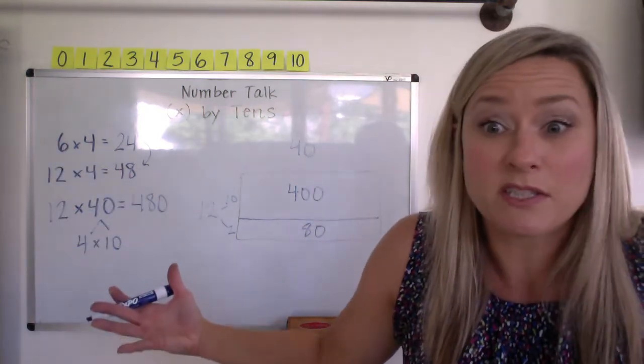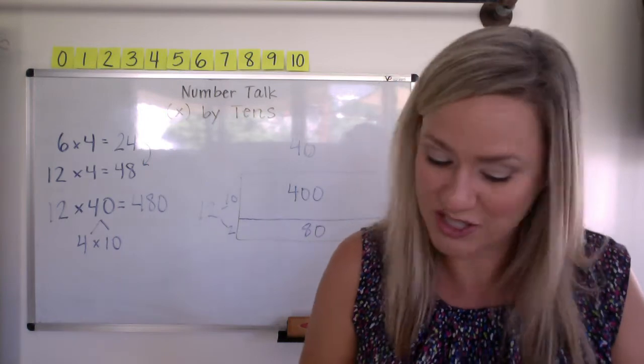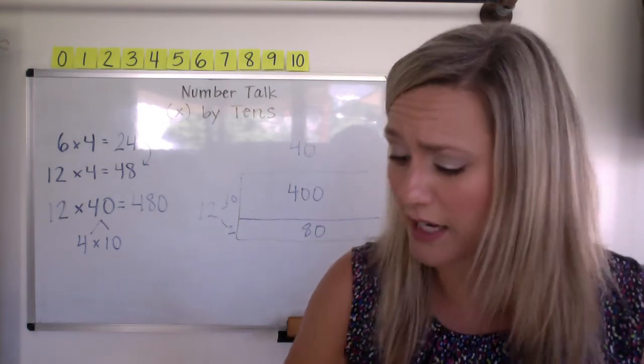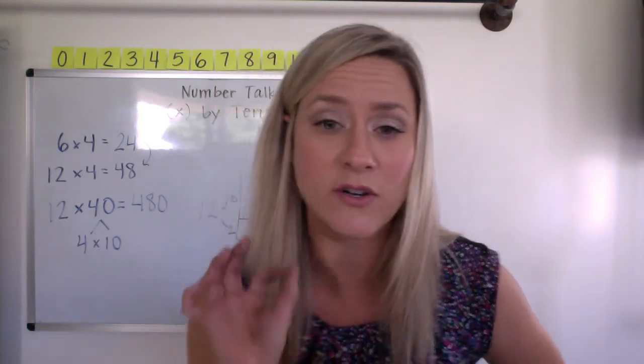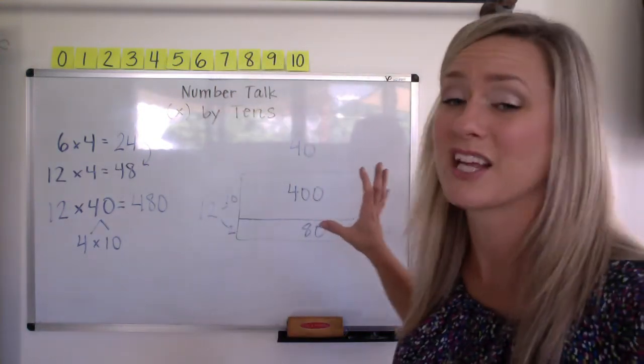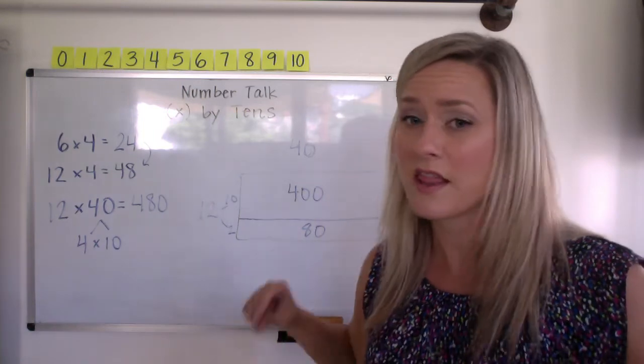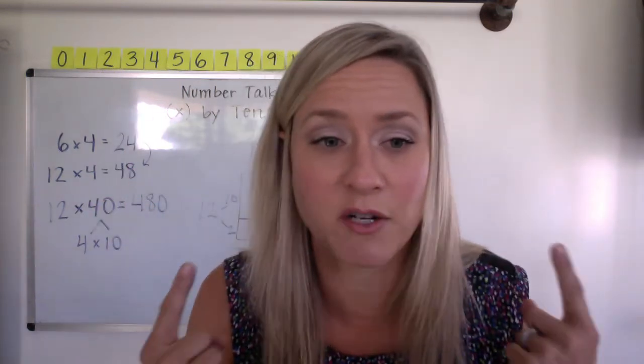Maybe you even split up the 12 into a 6 and a 6 and then you just knew. It's all 480. Doesn't matter which way you go, but get crafty with those numbers. Get crafty with your strategies, because the stronger your strategy is, the better connections you're making in your brain.